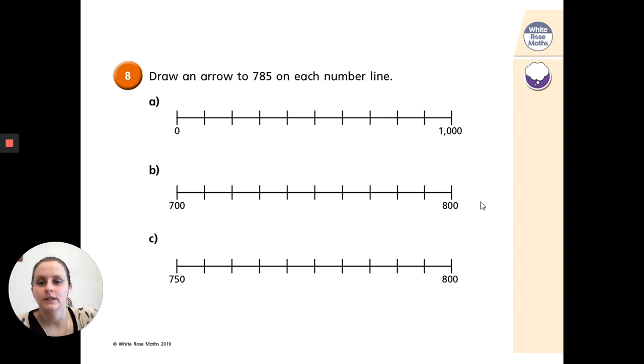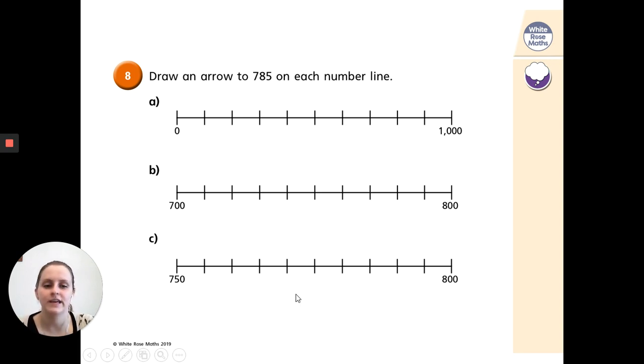Okay, number 8. Draw an arrow to 785 on each number line. So you've got 0 to 1,000, you've got 700 to 800, and 750 to 800. So this one you just have to really be careful and think about, well, what would be each of these increments? What number would go on each of these lines? And then where would 785 fit? Either on those lines or between those lines.